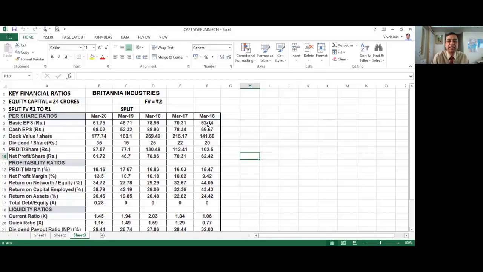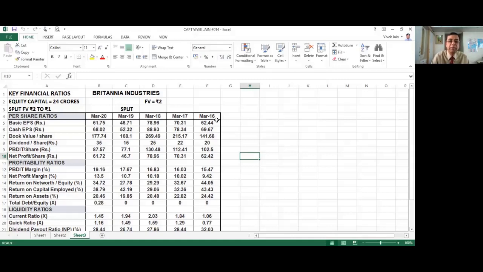EPS, as you can see, after March 16, 62 rupees increased quite gradually, quite well, in fact, 70 rupees and then 79 rupees in March 18. And then because of the split, that 79 or 80 becomes 40. In fact, that 40 became 46.71 in March 19. And it further increased up to 61 in March 20.